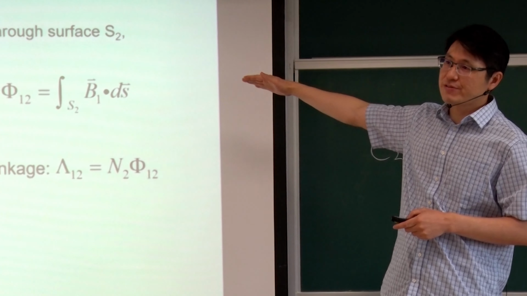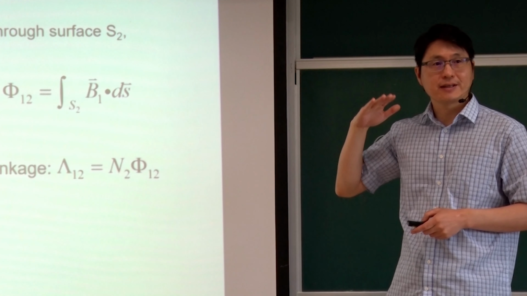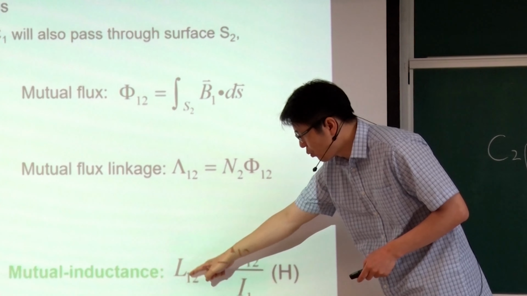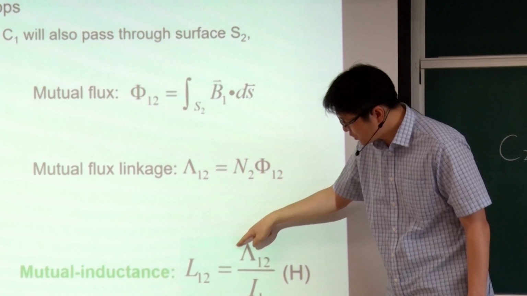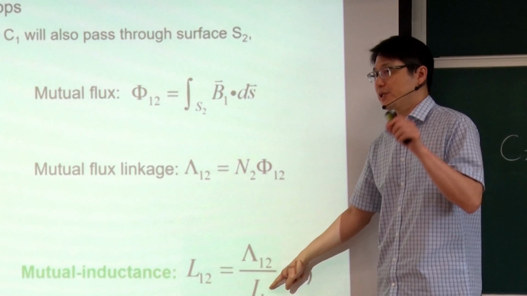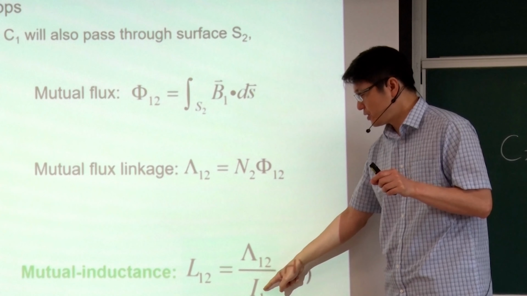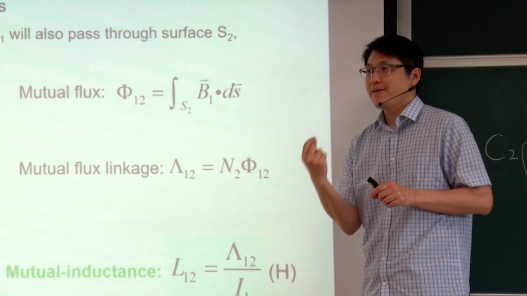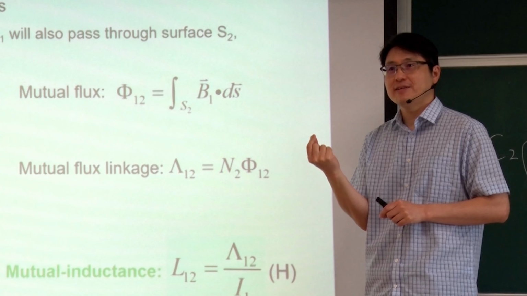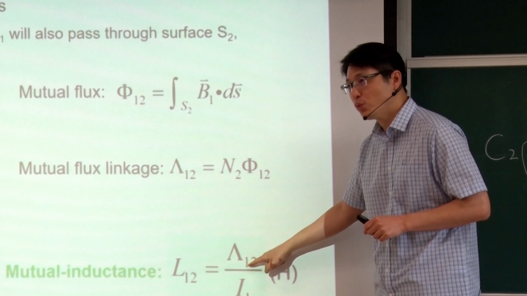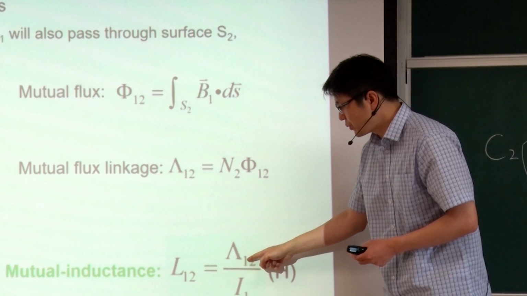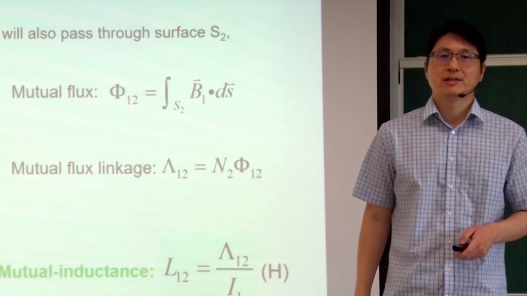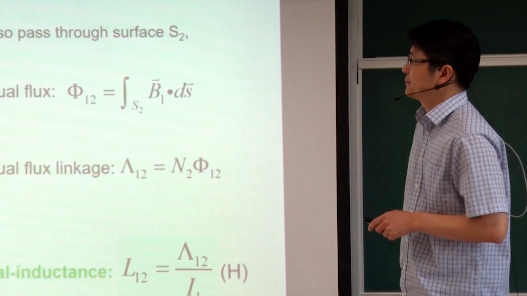Following the definition for self-inductance, we now can define mutual inductance. Mutual inductance, L12, is therefore the flux linkage divided by the current. Now you have to think, which current should you divide? The current that is responsible for generating the field lines. So loop number 1 is generating the field lines, so you have to divide by its operational current. Okay? So this is very basic.